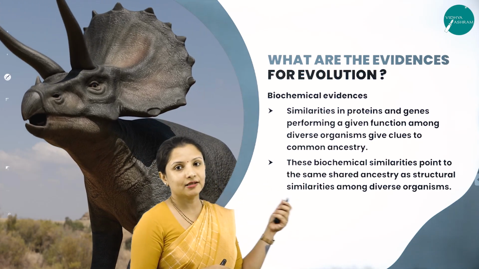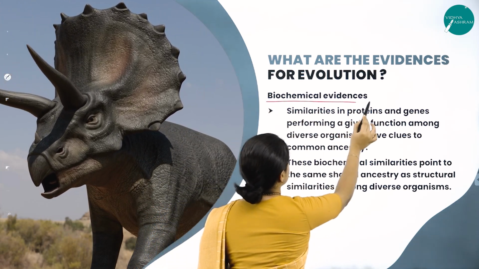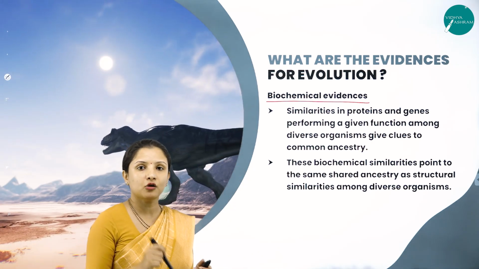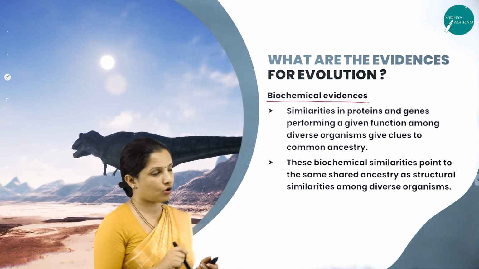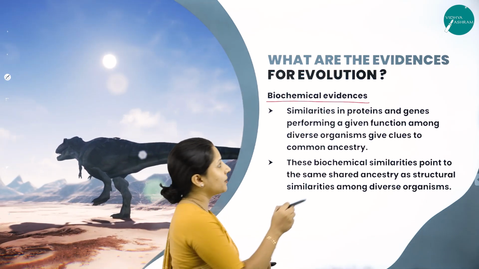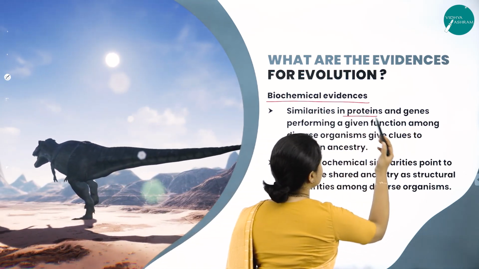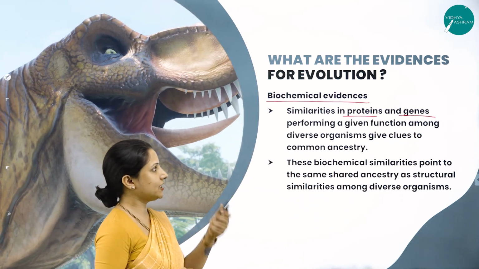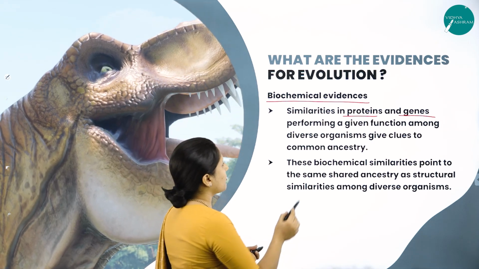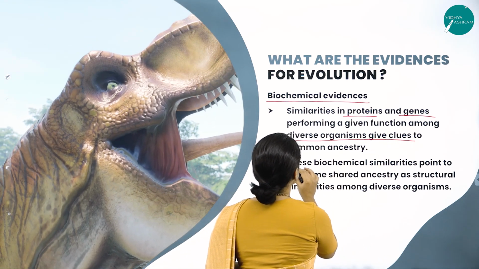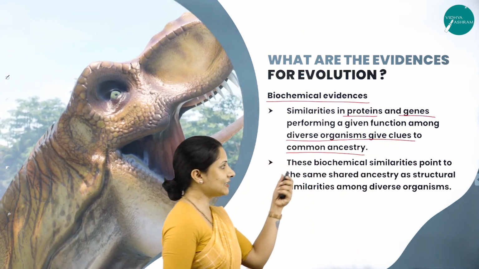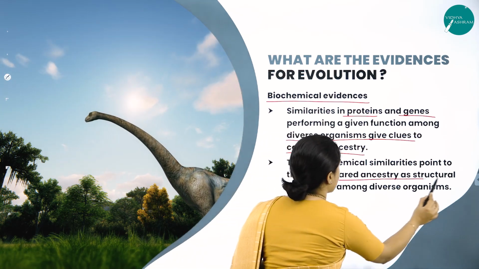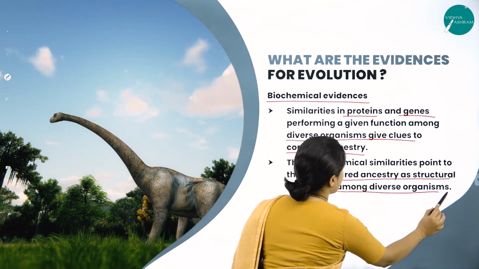So next, let's learn about biochemical evidences: similarity in proteins and genes. Biochemical means the chemical components present inside the body of the organism, and organisms are completely made up of proteins, and these proteins are produced by genes. So similarities in proteins and genes performing a given function among diverse organisms give clues to common ancestry. And these biochemical similarities point to the same shared ancestry as structural similarities among diverse organisms.